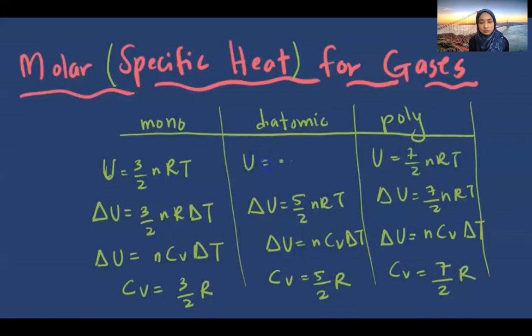Okay, and this is 5/2 nRT. This looks all complicated, so how can you simplify this? You only need to know one equation, which is this guy. You can apply this equation for mono, diatomic, and poly, but you have to know what the CV is.